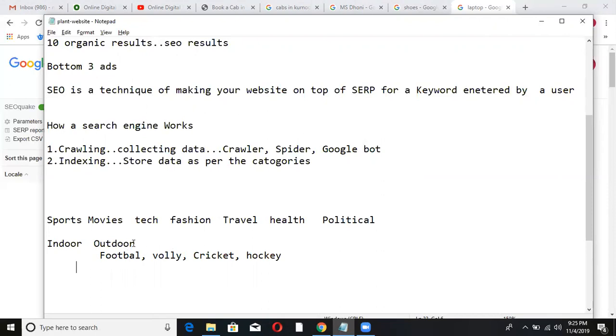Now, see, outdoor cricket. So, Dhoni's information will be stored under cricket. Okay, under cricket we have many countries. We have South Africa, we have Pakistan, we have India. Now, Dhoni comes under India.